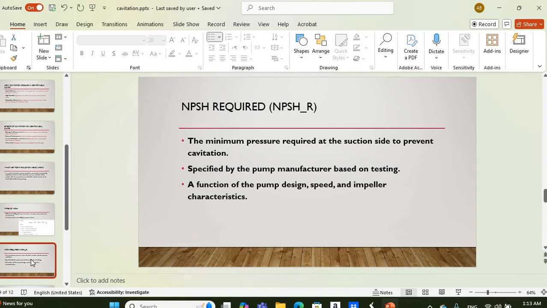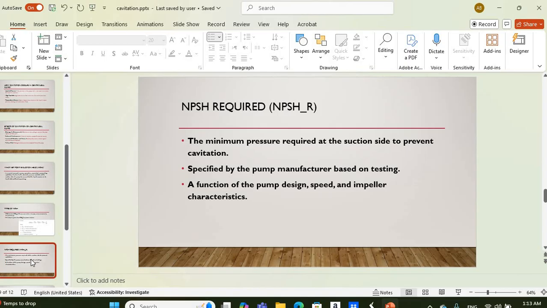So high viscosity fluids have a certain kind of pump, maybe a gear pump, and it depends on the application. Maybe you need a high flow rate and low pressure. Maybe you need a high pressure, low flow rate. So it depends on the pump itself. So the required we get from the manufacturer itself, and it should give you a curve. Maybe I will get it to you in the next video.